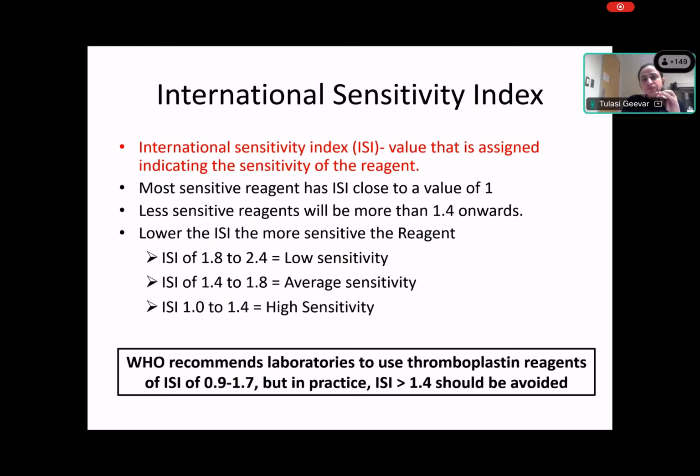Now, international sensitivity index is a value that is assigned indicating the sensitivity of a PT reagent. The most sensitive reagents have an ISI close to 1. Less sensitive reagents will be more than 1.4. It is advised not to use a PT reagent with an ISI above 4, and preferably as close to 1 as possible.